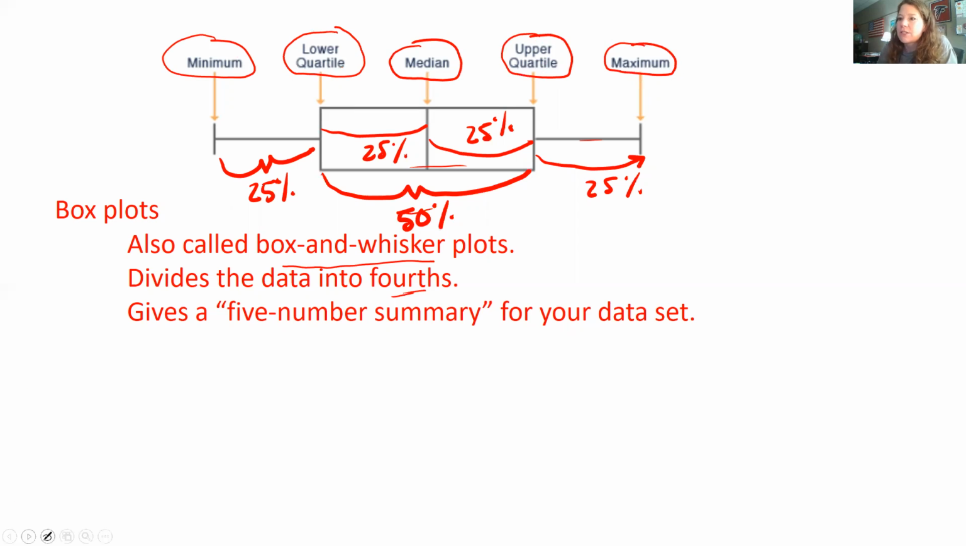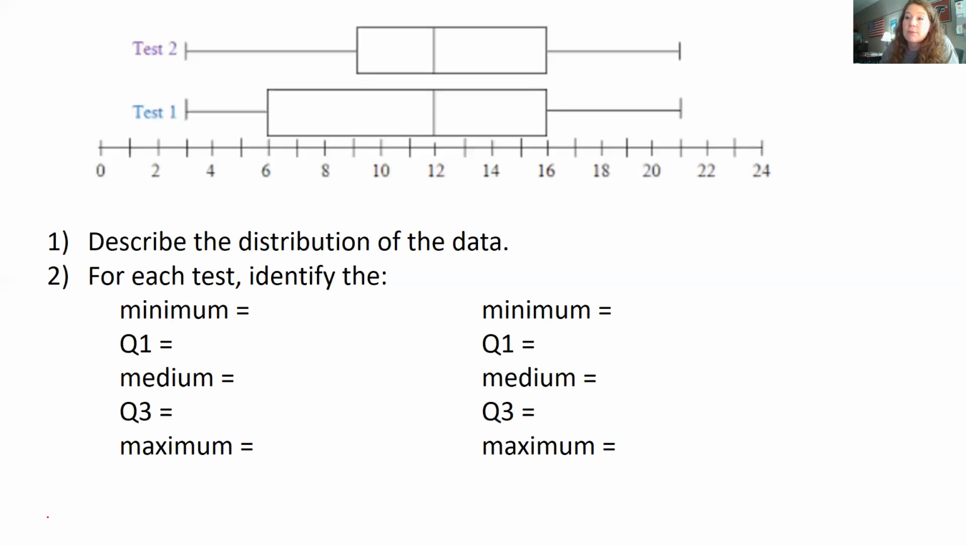All right, so let's look at a box and whisker plot. So this is a double box and whisker plot. It shows us how our data is graphed based on, like I said, percentages. So look at test 2. So test 2, there's a much bigger range from the lowest number to the lower quartile. That is 25% of your data. And even though this is a shorter range, a smaller whisker, it still represents 25% of your data.